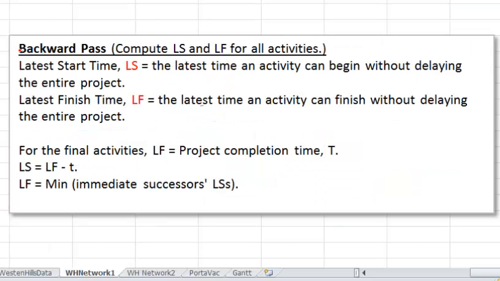Now we're going to the backward pass. We're going to go from right to left and compute the bottom numbers, latest start and latest finish times for all the activities. Latest start time, LS, is the latest time that an activity can be started without delaying the entire project. And latest finish time, LF, is the latest time an activity can finish without delaying the entire project. For the final activities, the activities that are connected to the finish node, LF is the project completion time.